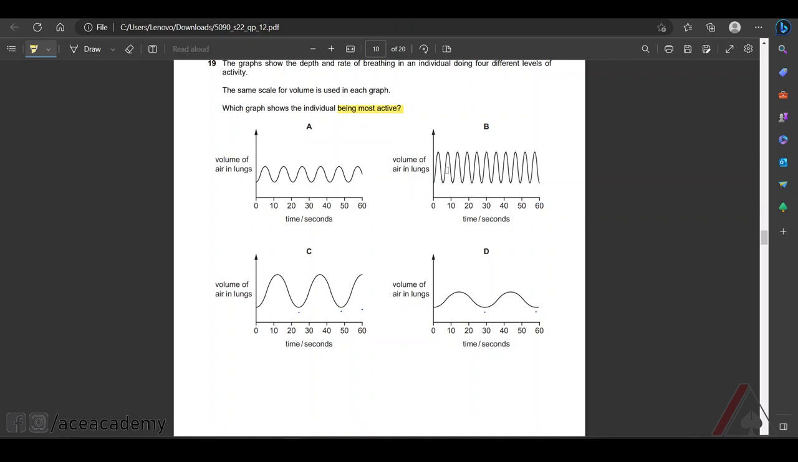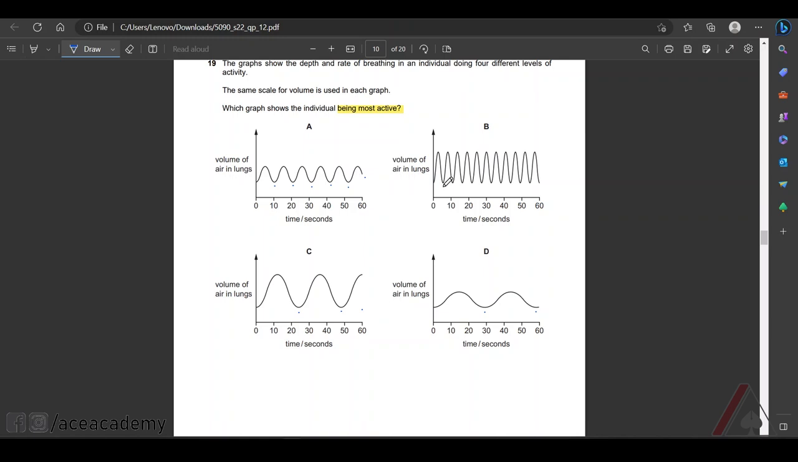So for that, we need to count the number of breaths in each graph, since they all run for the exact same amount of time. Let's look at graph A. You can do this by counting like this. From here to here, that is one breath. So person A has 1, 2, 3, 4, 5, and more than 5.5 breaths per minute.